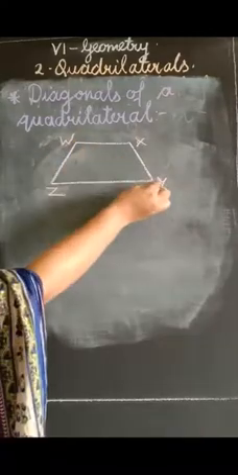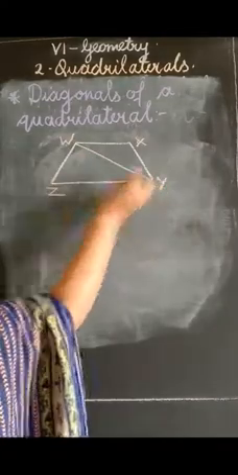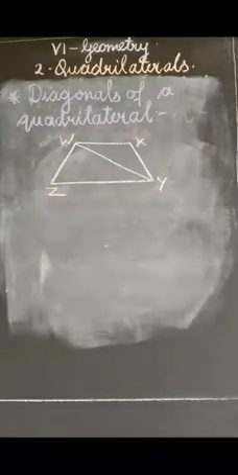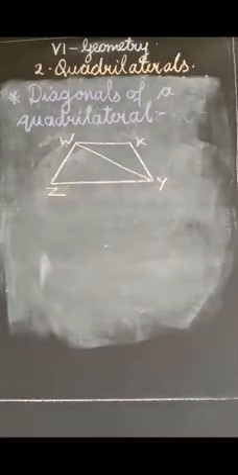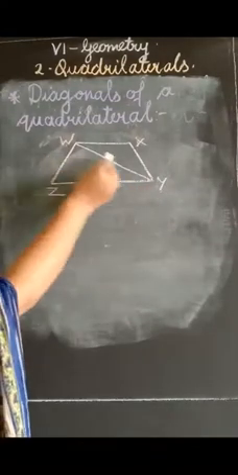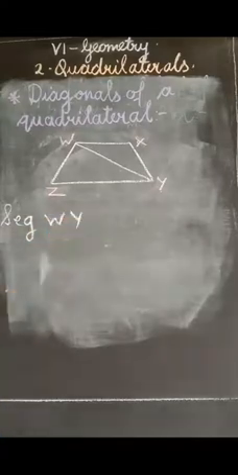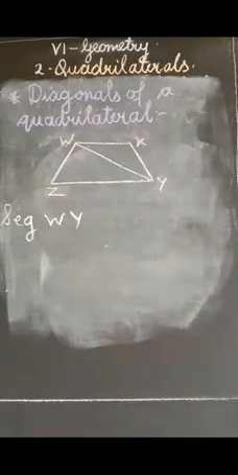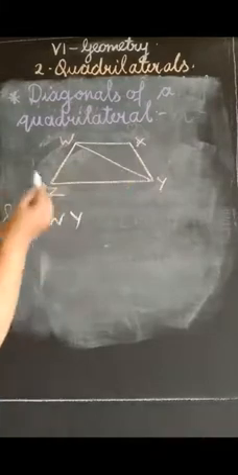This is W. Opposite angle to it is Y. So I will draw a line segment. Did I draw a line segment which is joining opposite angles? Okay, what will be the name of that line segment? Now tell me what will be the name? Yes, seg WY. What is the name of that line segment? Seg WY.